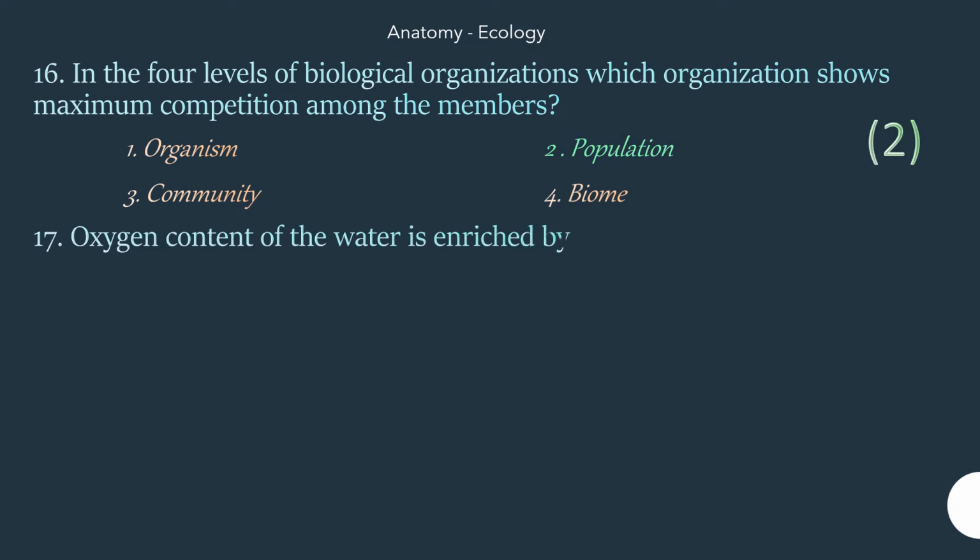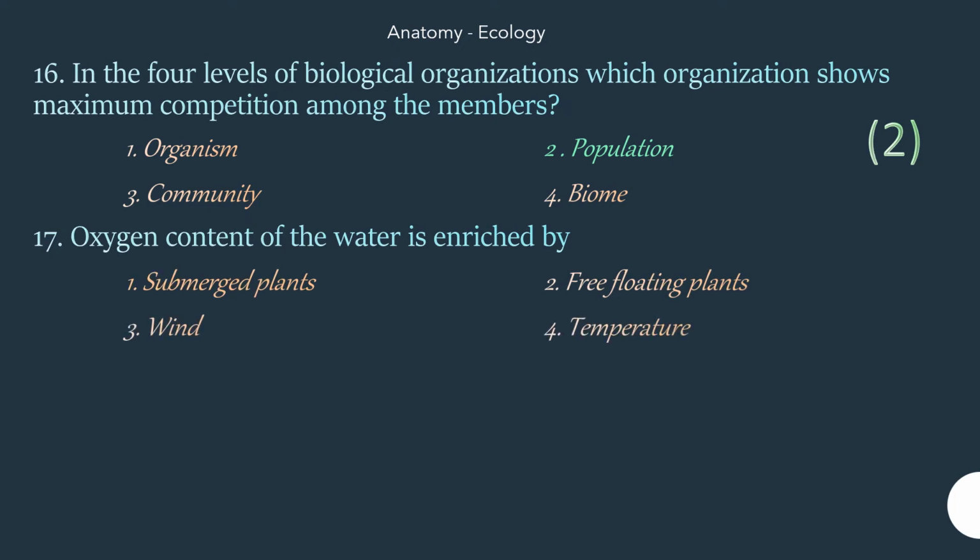Oxygen content of the water is enriched by the options: submerged plants, free floating plants, wind, temperature. The answer is 1. Submerged plants.